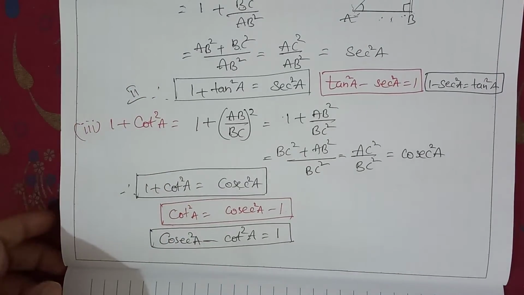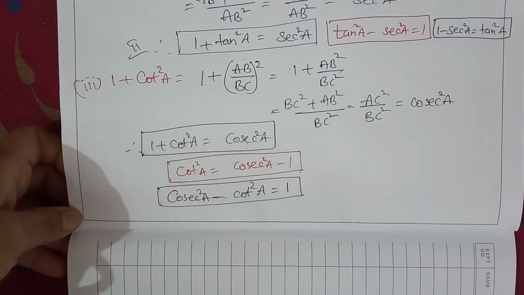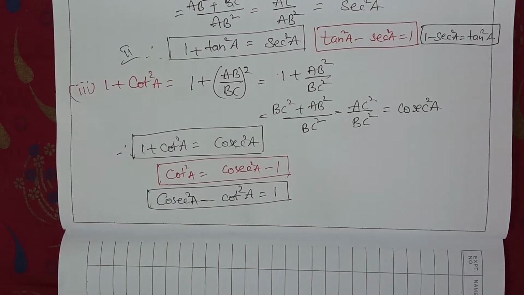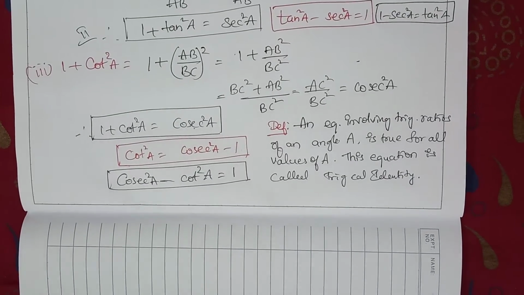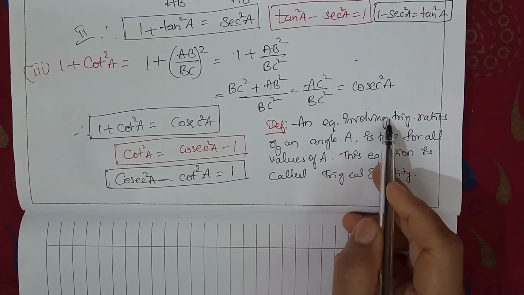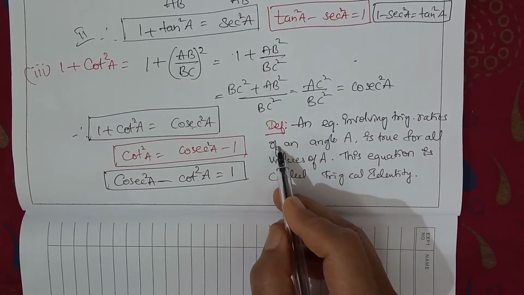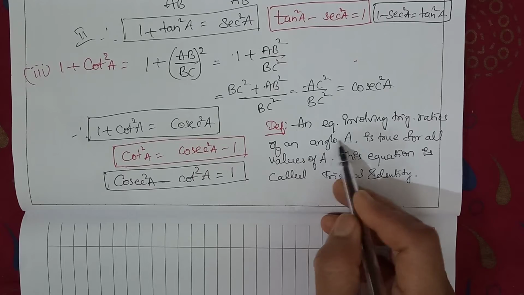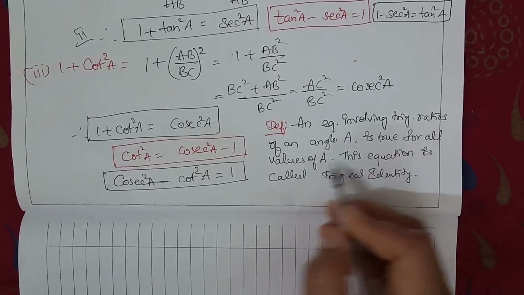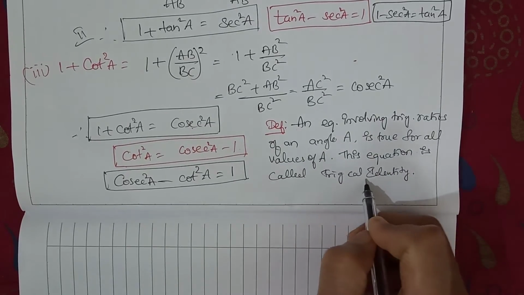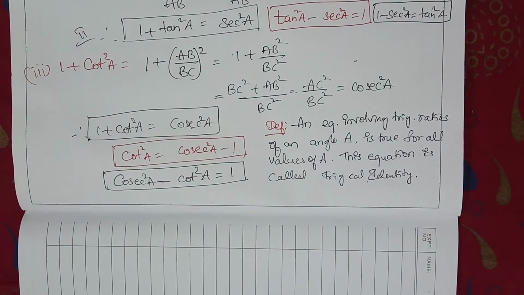Okay. So finally, what do you observe from these all relations? What is the main relation? What are these called? Identities, trigonometric identities. Okay. Yes, children, this is the definition finally. An equation involving trigonometric ratios of an angle A, where angle means some theta, A or C, acute angle, is true for all values of the angle. This equation is called the trigonometrical identity.